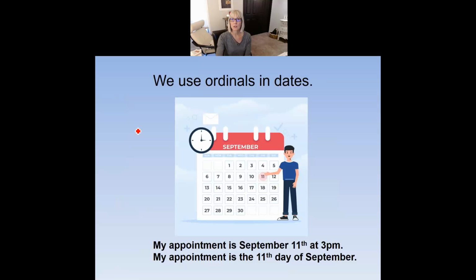We use ordinals when we talk about dates and the calendar. My appointment is September 11th at 3 p.m. What this means is my appointment is the 11th day of September. So September begins here on Tuesday, and this is the 11th day. First day, second day, third day, fourth day, fifth day.